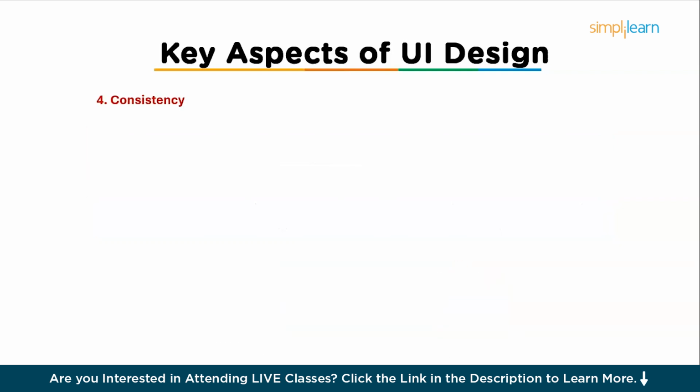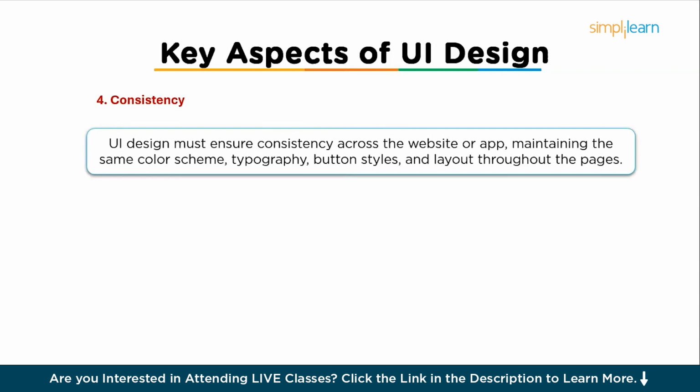And the fourth point is consistency. UI design must ensure consistency across the website or app, maintaining the same color scheme, typography, button styles, and layout throughout the pages.